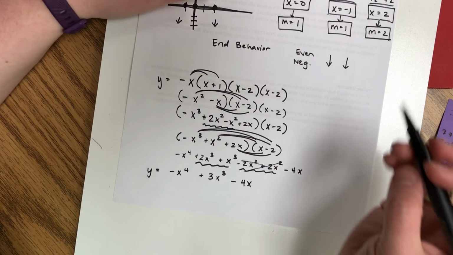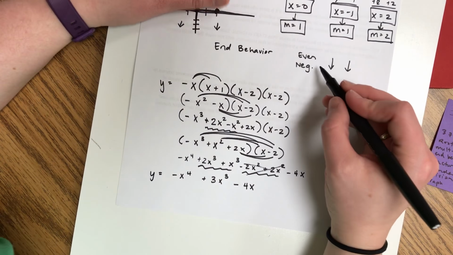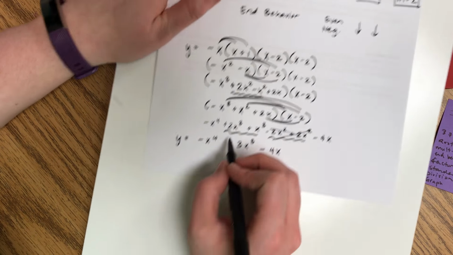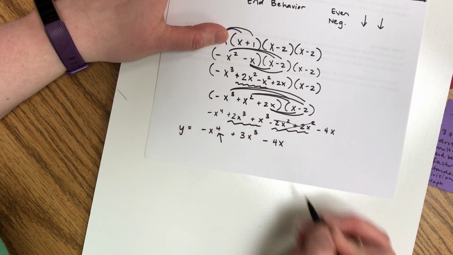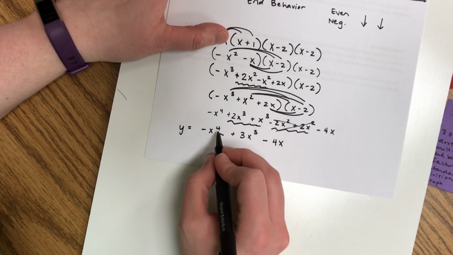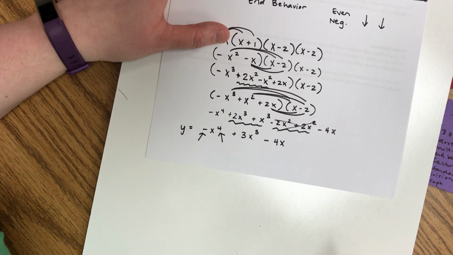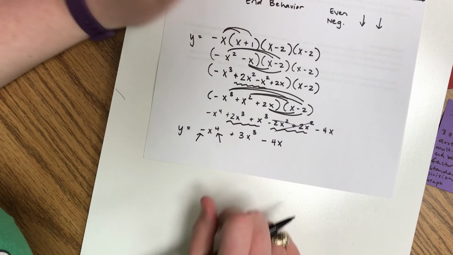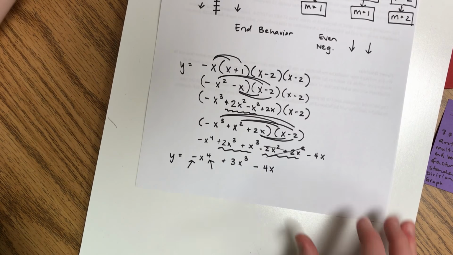Now here's the thing I want you to check real quick. Go back to your end behavior. Earlier I said I had even negative. If you look here in the standard form, I have an even exponent, highest degree, and I've got a negative leading coefficient. So you can always check and make sure you got the right end behavior when you have your standard form.